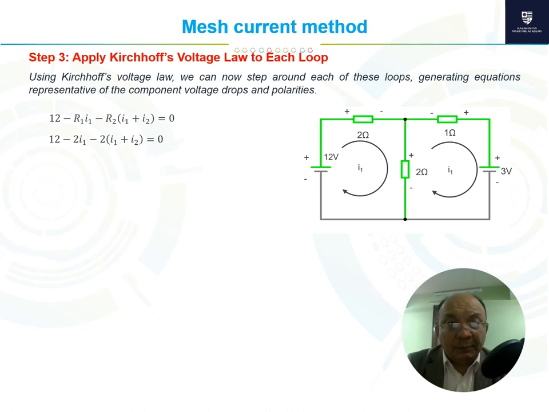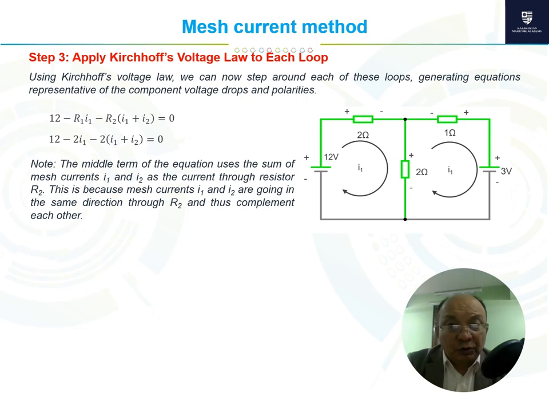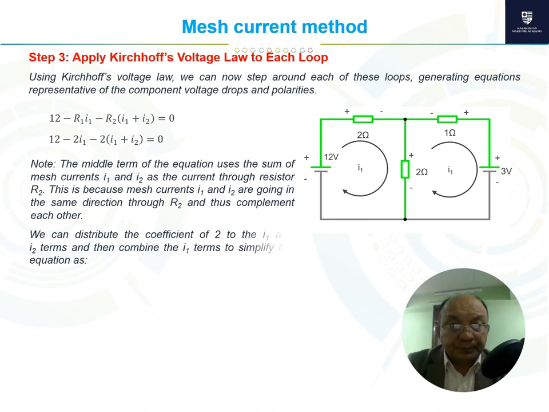So the middle term of the equation uses the sum of the mesh currents I1 and I2 as the current through the resistor R2. This is because mesh currents I1 and I2 are going in the same direction through R2 and thus complement each other, as I said before. Now we can distribute the coefficients of 2 to the I1 and I2 terms, and then combine the I1 terms to simplify the equation as follows.